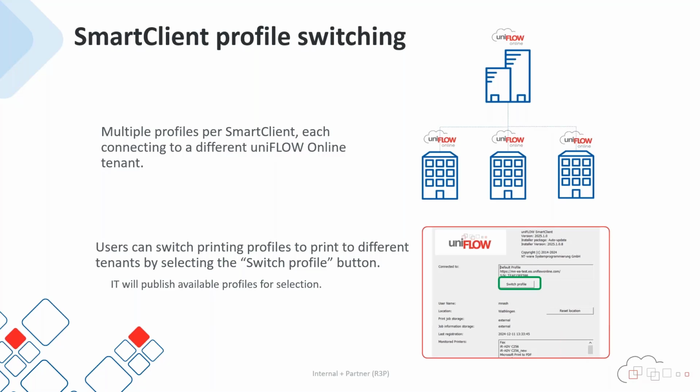So on the actual SmartClient, you can see that little green box. There's a new little button there that allows them to switch. They'll have a list of the different tenants that are available that have been published by IT. So when they arrive at that particular business unit or college or university, they can simply switch over to that by that manual switching process.